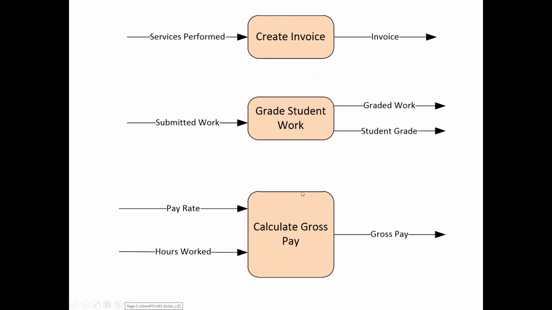And in this process, we have two inputs. Here, we have pay rate, that is how many dollars for each hour. And then we have how many hours worked. Based on these two, this process would calculate the gross payment.